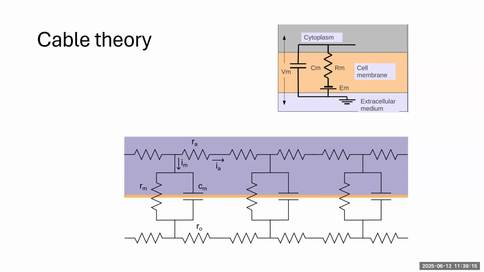And you can also talk about when you don't have unit surface area, you can include the surface area, and in that case, you will have specific resistance, specific membrane resistance, which is indicated by capital RM, and similarly, specific axial resistance, capital RA. Similarly, capital CM for unit area's capacitance, and small cm is unit length's capacitance.